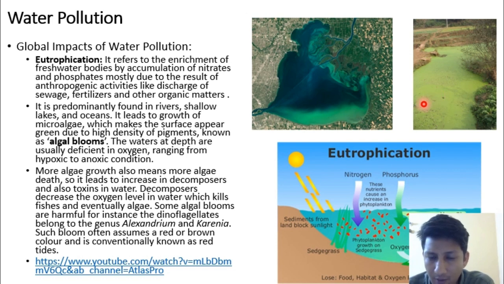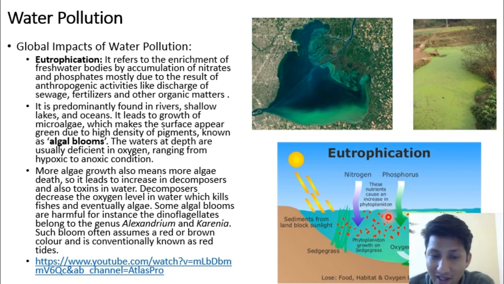But the problem starts when they start to die. Suppose now algae is growing properly, and after a certain time this algae will die. When they die, they will settle down at the bottom. When they settle down at the bottom, they will start to decompose. The bacteria in the water will start to eat dead algae. When bacteria decompose something in the water, they take oxygen from the surroundings. So this algae now is dead, it is settling down, and it has reached the bottom of the water body. Bacteria will start to decompose it, and in order to decompose it, they will consume oxygen in the water.